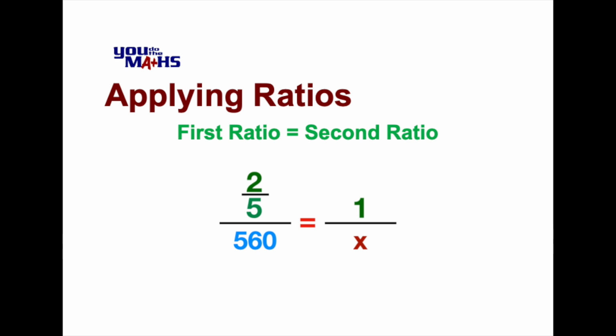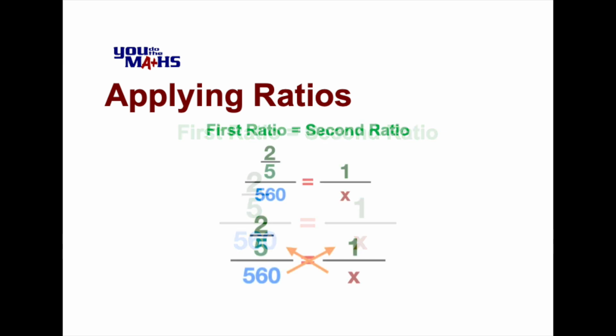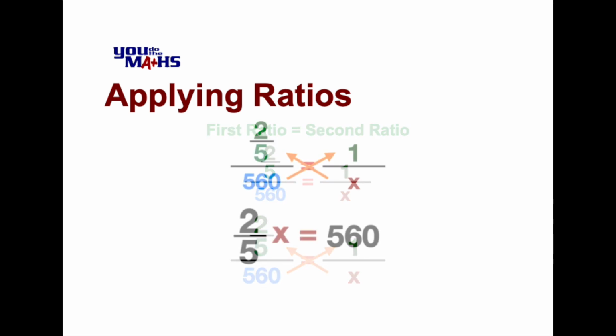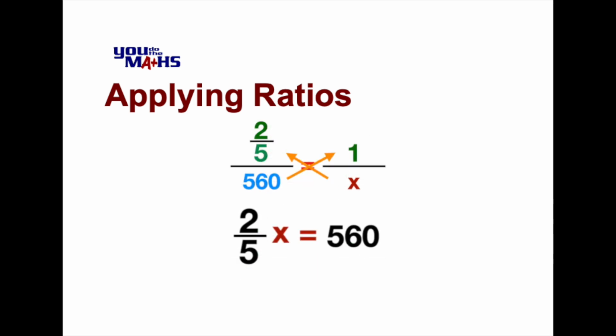Now to solve this problem, when there's one fraction equal to another fraction involving an unknown, we can always use cross multiplication. So what we'll do is multiply the x on the bottom side of the right fraction by 2/5 and multiply the 560, which is on the bottom side of the left fraction, by 1. So basically we're removing the denominators by cross multiplication. So we get 2/5 of x is equal to 560.